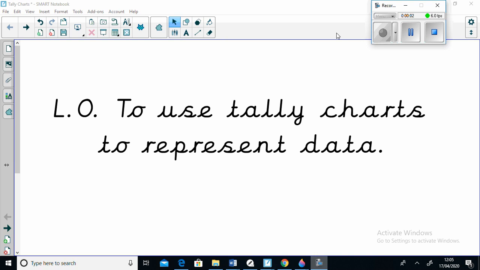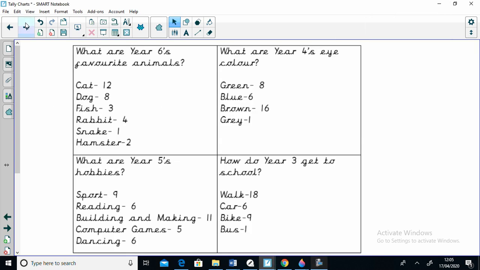Hey there, Beech class. The first math skill that we're going to look at this week is using tally charts to represent data. By data, I mean a set of information.